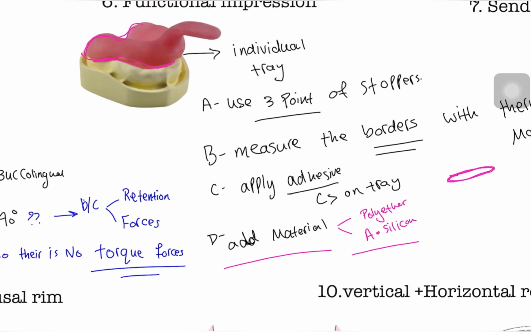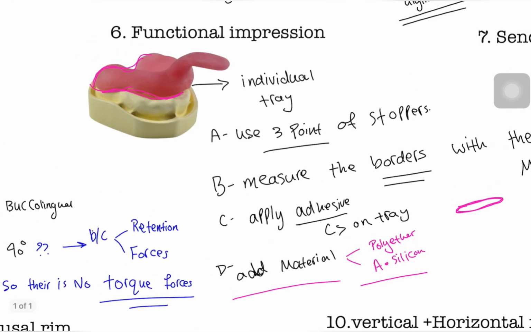Okay? But yeah, so we talked about that, and after we added the material, we put it back into the patient's mouth, and again, we ask the patient to do all those movements that we did for the borders. We ask them to repeat that over and over, like 2 to 3 times, even more. Okay, all together, not like now with the borders where every time step by step we ask them to do it, but this time all together. They keep doing it, because we want to record it into the impression.